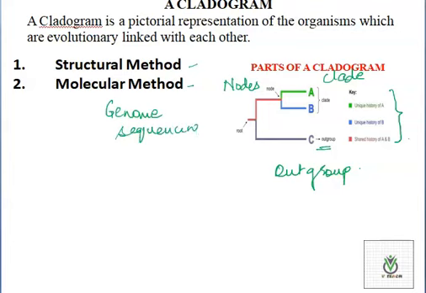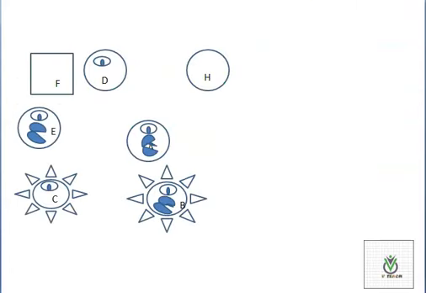DNA, RNA, homology, etc. Now, we take the example of a hypothetical group of organisms which we have found. So, on the basis of this, we try to construct a cladogram. In this group of organisms, first of all, we see which one is the odd man out. So, this is a square shaped structure F. So, first of all, it comes here, F.